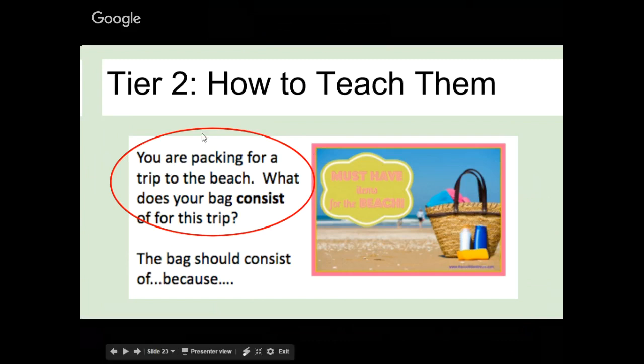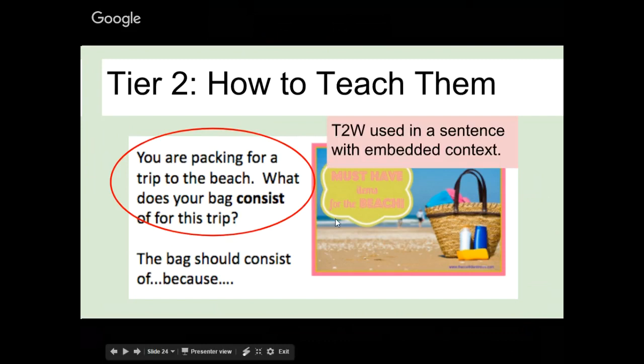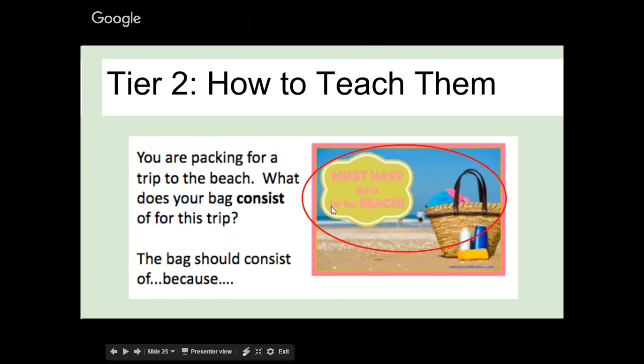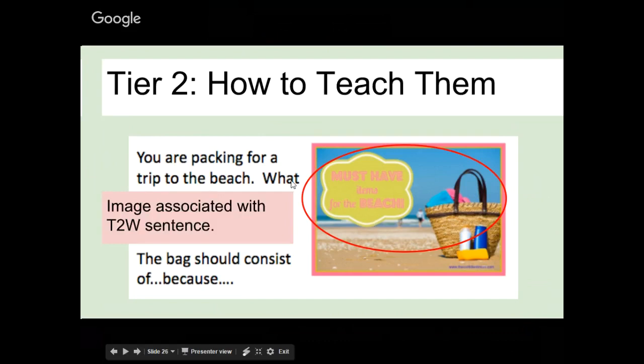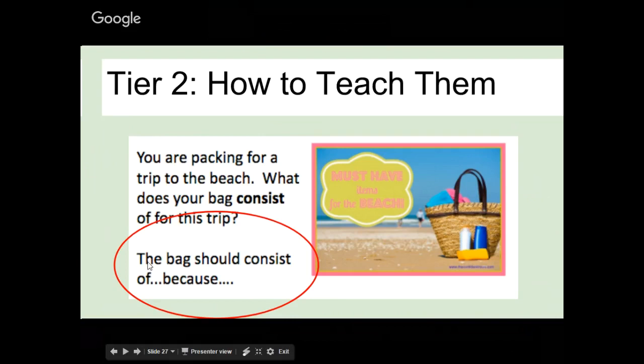So here is an example of a question that I might ask students. You are packing for a trip to the beach. What does your bag consist of for this trip? So that is a tier 2 word used in a sentence with an embedded context. So what I do is I explain my answer, and it has an image to help them understand. I always put an image because ELs, or students actually, are very visual, and it helps them understand the vocabulary words.